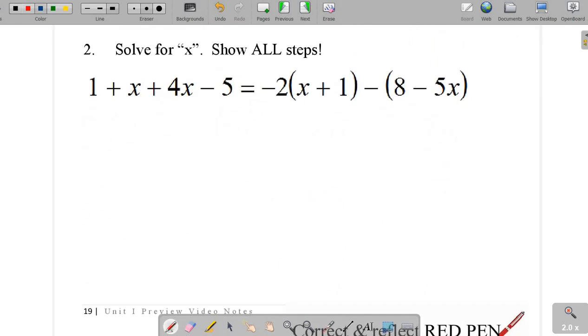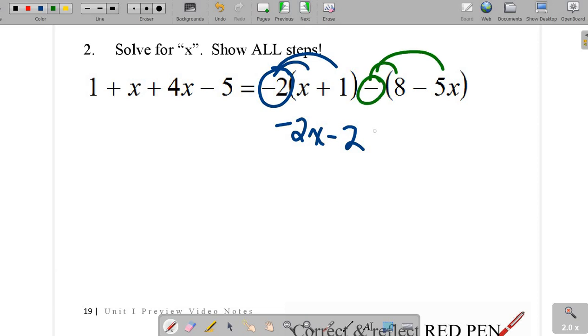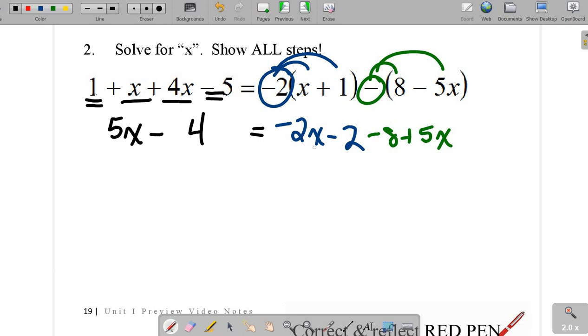Down here, step number 1, always circle the outside and distribute. That should be negative 2x minus 2. Circle that negative sign and distribute. That's going to be negative 8 plus 5x. That's the right-hand side. The left-hand side, I'm going to collect like terms. 5x and minus 4. Right-hand side, I'm going to collect like terms. Negative 2x plus 5x, that's 3x.